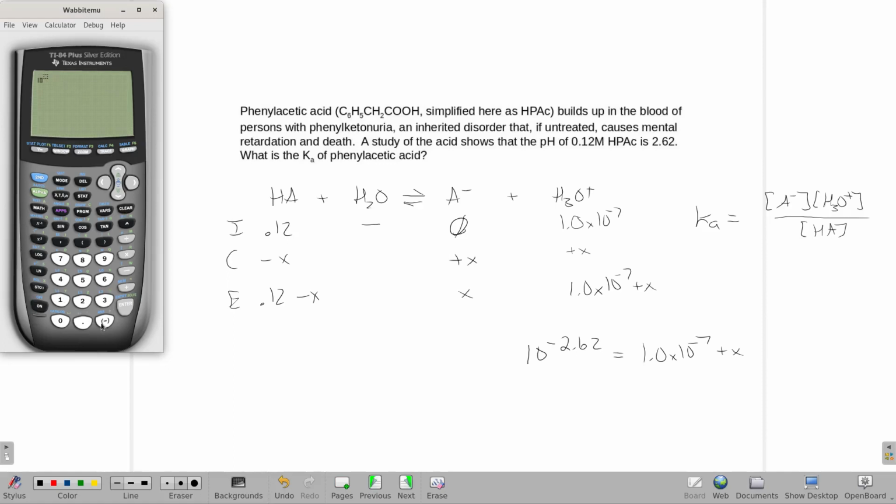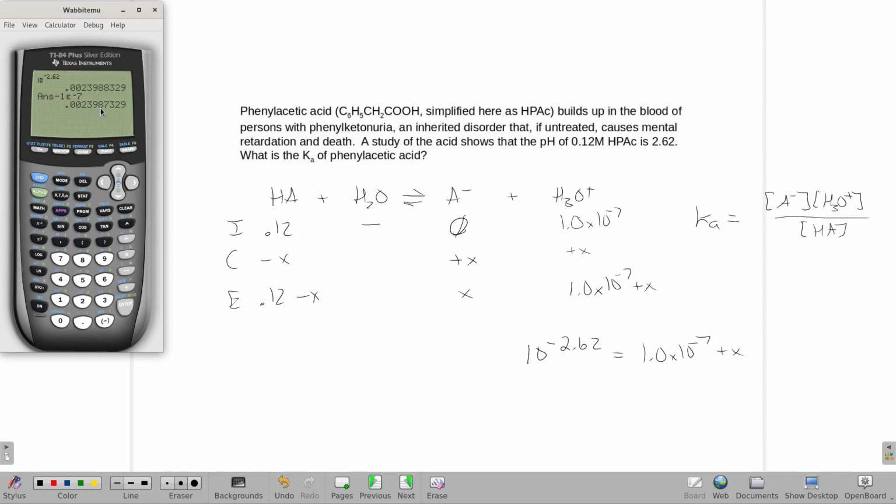10 to the negative 2.62, very small number. I'm going to subtract from it 1 times 10 to the negative 7th. Look how little difference it makes. It's way out here, insignificant digits, right? We're going to see most of the time we can ignore that x. Or not the x, we can ignore the 1 times 10 to the negative 7th. And we could have done that here and it wouldn't have made a difference. Well, that's our x, 0.002398.